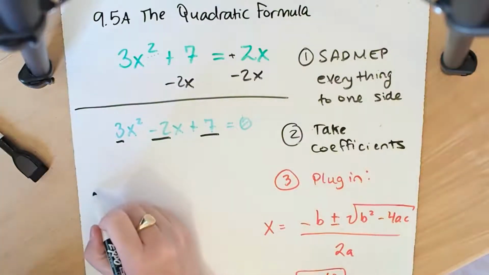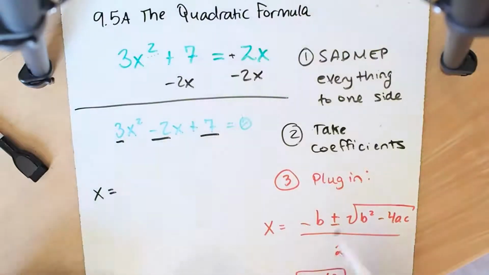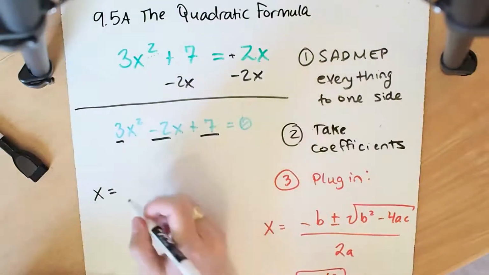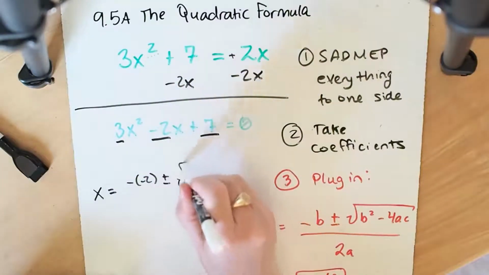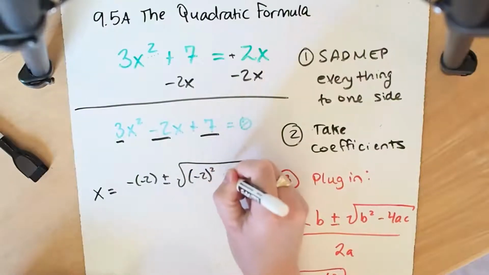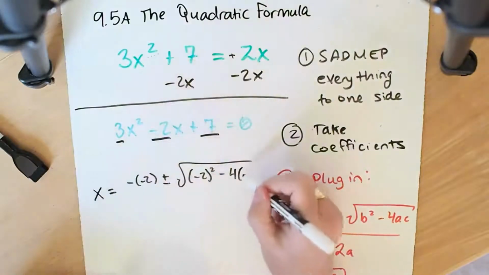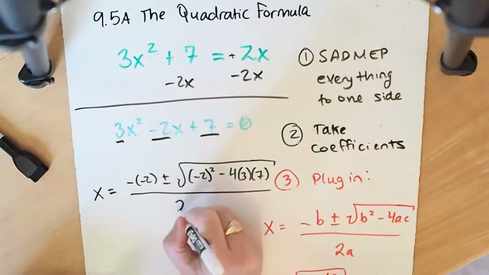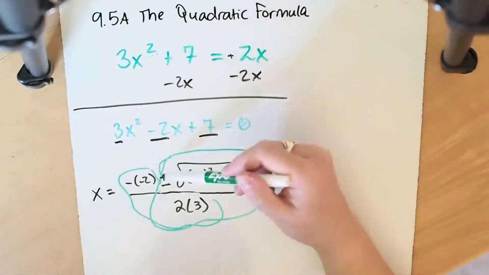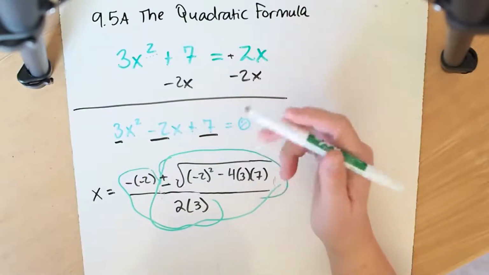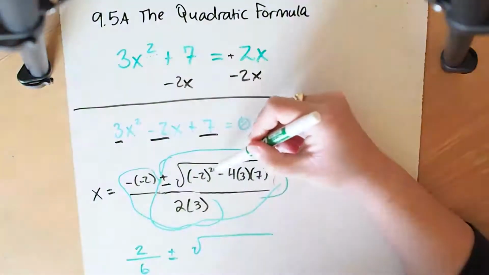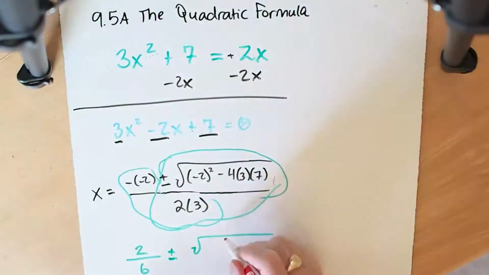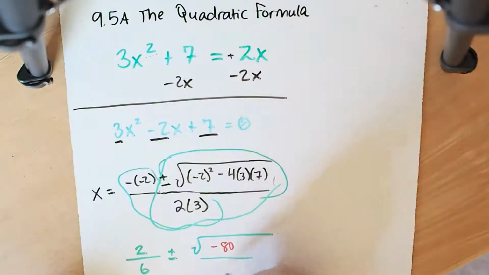So using this formula, I simply am going to say, okay, x equals -b. In this case, b is -2. So -2 plus or minus the square root of b squared, so -2 squared, minus 4 times a times c, all over 2 times a. Because this is plus or minus, I'm going to just make it into two separate fractions. I'm going to have +2 over 6 plus or minus the square root of 4, so 4 minus 84, which is -80, all over 6.